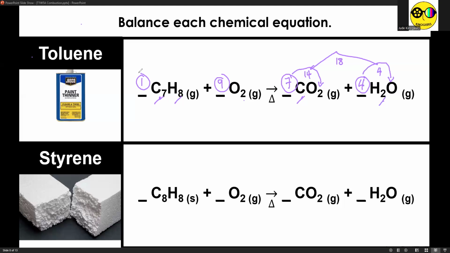Okay, so the same technique will go to styrene as well, with the chemical formula of C8H8. So you have 8 carbon atoms on the left side and only 1 at the right side. So for 1 to become 8, you have to multiply CO2 by 8. For hydrogen atoms, you have 8 hydrogen atoms on the left side and only 2 hydrogen atoms at the right side. So for 2 to become 8, you have to multiply H2O by 4.